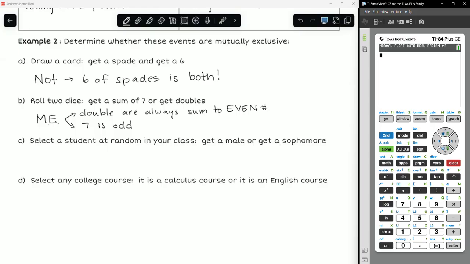For the next one, it says select a student at random in your class, get a male or get a sophomore. And this is another not mutually exclusive because I can be both male and a sophomore. That is possible. Matter of fact, I'm sure there's at least one person in our section specifically that meets that requirement. So if they can exist in both places at the same time, not mutually exclusive.